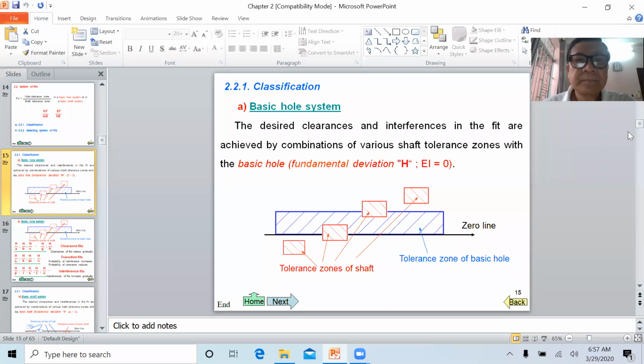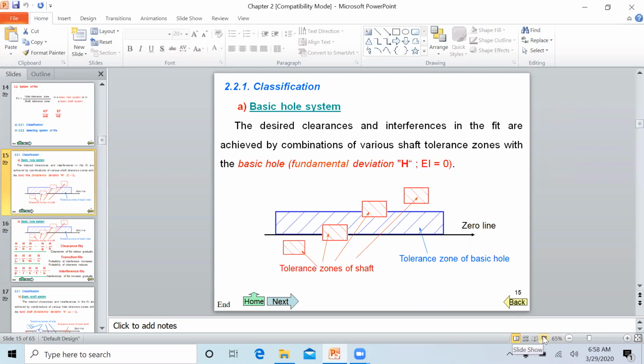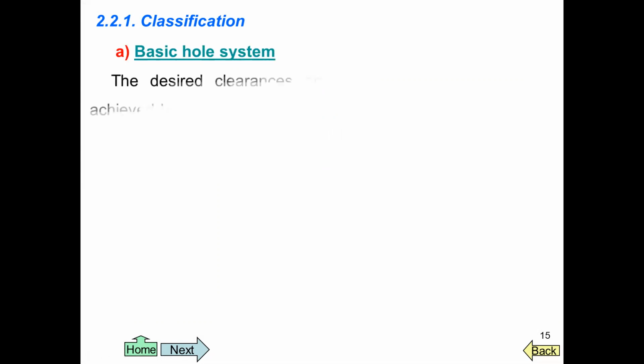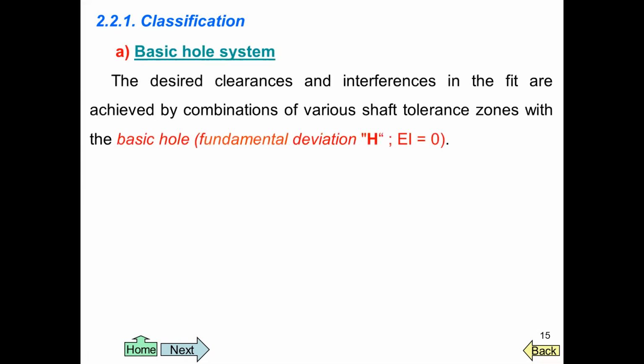Hello everyone. Today I'm talking about the most important thing in chapter 2, systems. As you know, there are two systems: the basic hole system and the basic shaft system. What is the difference between the two systems? First of all, the basic hole system.